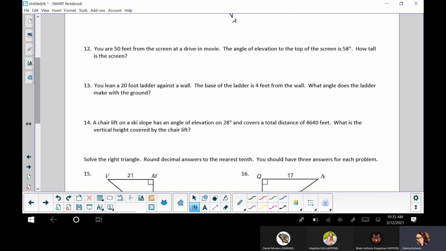Okay, so 12 is a word problem. It says you are 50 feet from the screen at a drive-in movie.